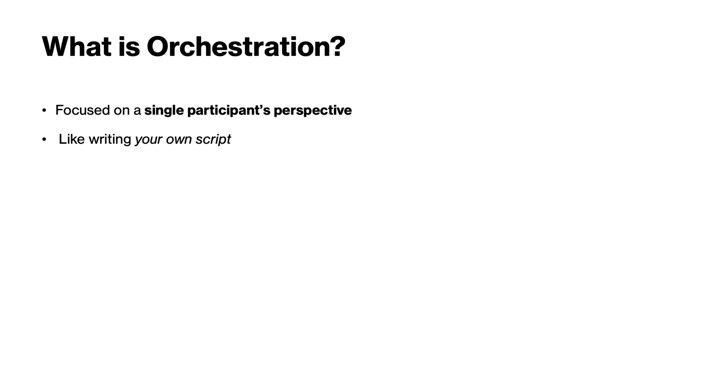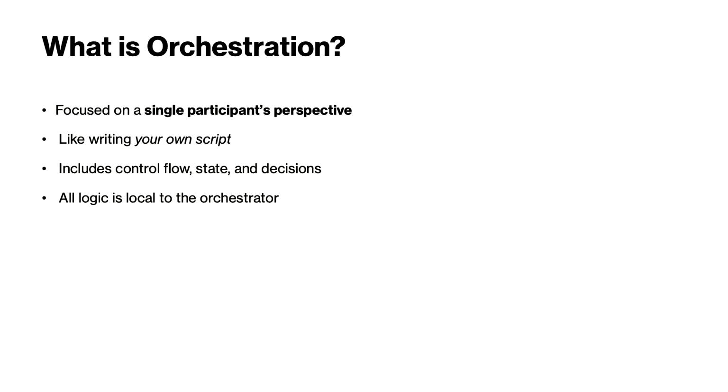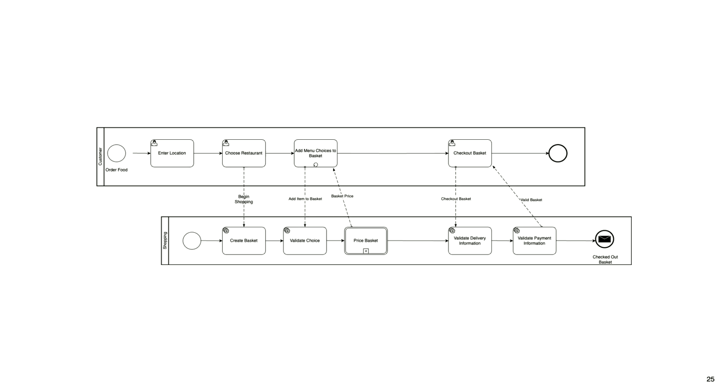So orchestrations are really from a single system's perspective. They're like writing a script, basically. Typically, with an orchestration, you can think about it in terms of an actor. Remember earlier on, we were thinking about actors in terms of domain storytelling. Typically, you're thinking about an actor who is effectively performing the orchestration. It includes control for certain decisions and is local to the orchestrator, right? Often implemented via state machines and workflow engines.